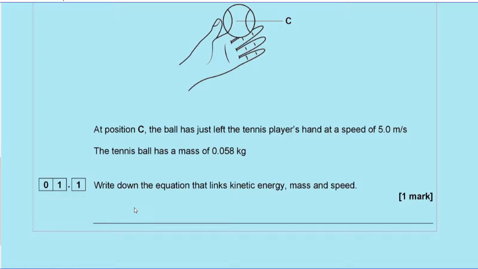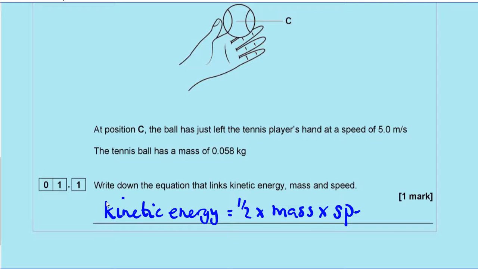Okay, so we can write this in words. So kinetic energy is equal to 1/2 times mass times speed squared, and it's also fine to write it with symbols. So E for energy, a little k there for kinetic, 1/2, m for mass, and for speed we use a v, so 1/2 mv squared.